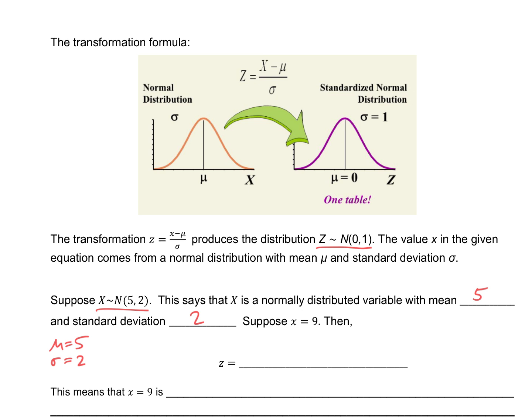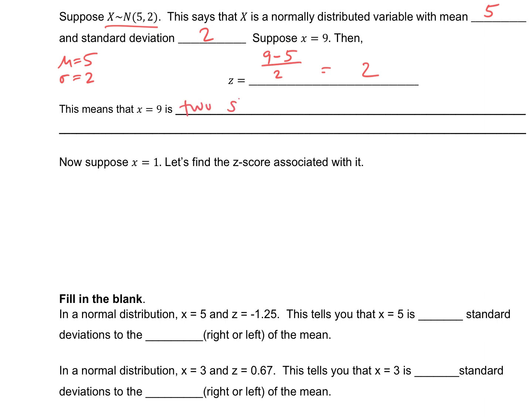So suppose x equals 9. Find the z-score. Remember, using this formula, 9 minus mu over sigma, which is 2, and you're going to get z is 2. That's correct. This means x equals 9 is 2 standard deviations, or 2 times sigma, above or to the right of the mean of 5. Now, you probably could have looked at that without using the z-score to determine that 9 is 2 standard deviations, but when we start talking about the decimals, that's where you need to be able to turn it into a z-score. Okay?